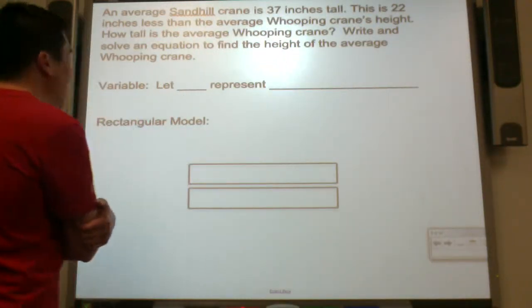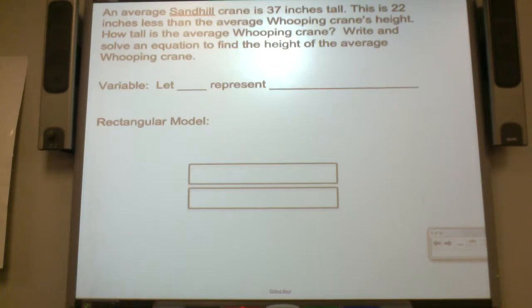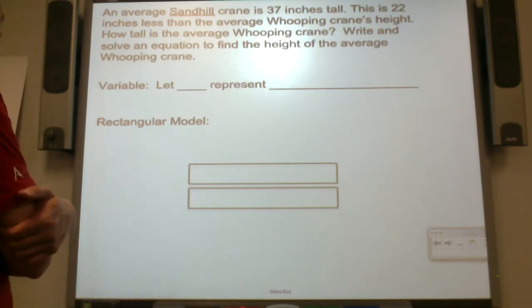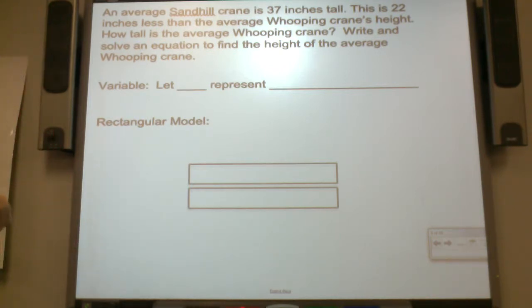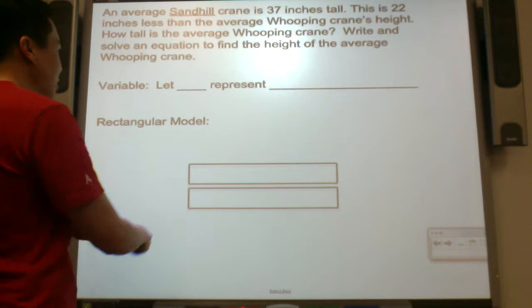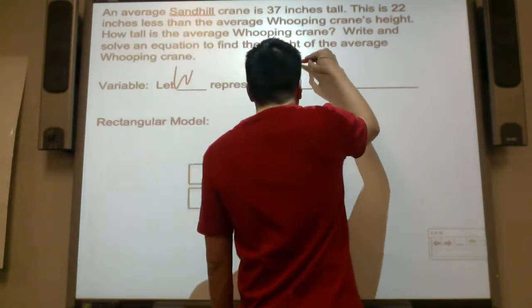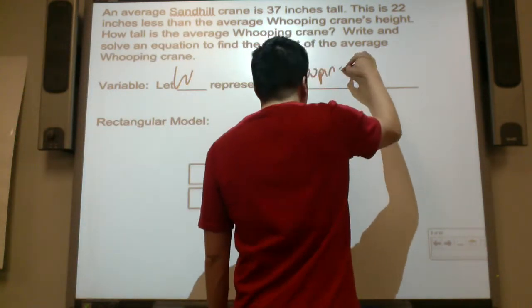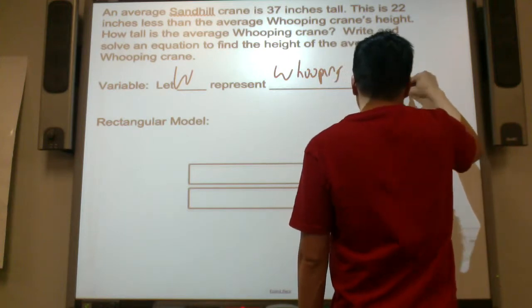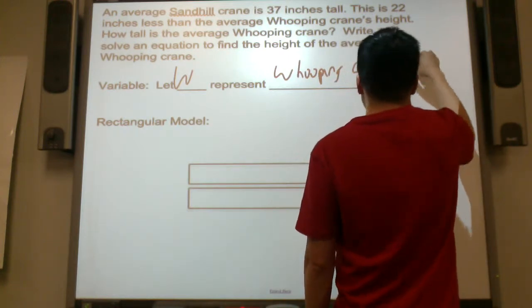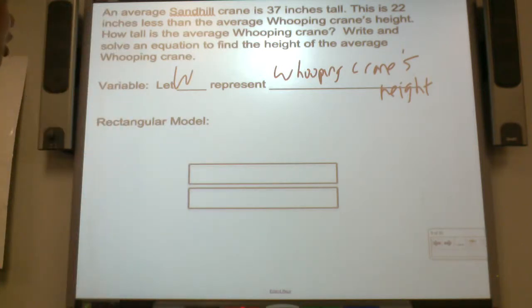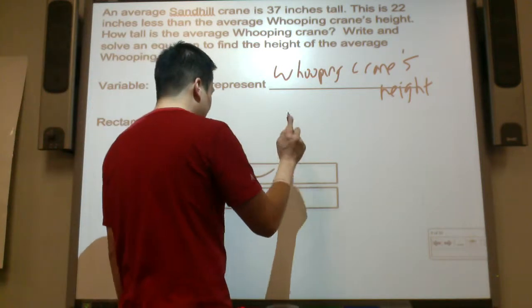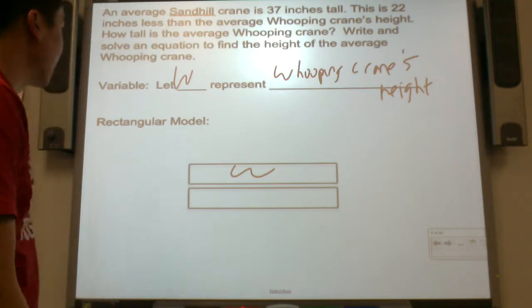An average sandhill crane is 37 inches tall. This is 22 less than the average whooping crane height. How tall is the whooping crane? I don't know, you didn't tell me. Well, let W be the whooping crane height, an endangered species here in Texas. So we don't know how tall. Here is a whooping crane. I don't know how tall it is, they didn't tell us.